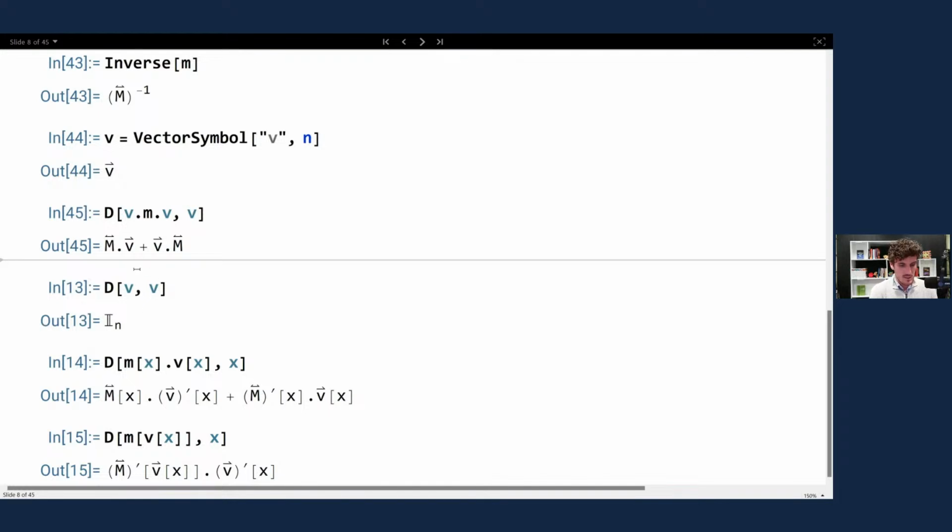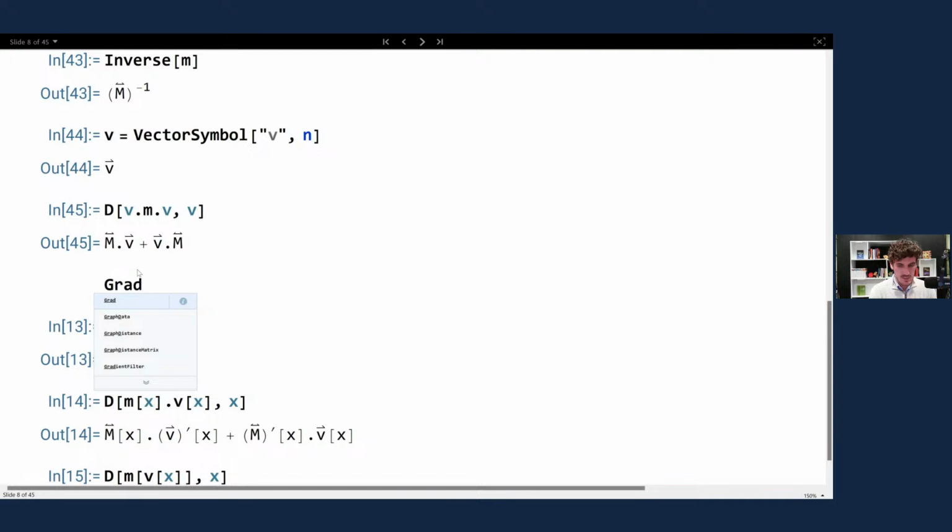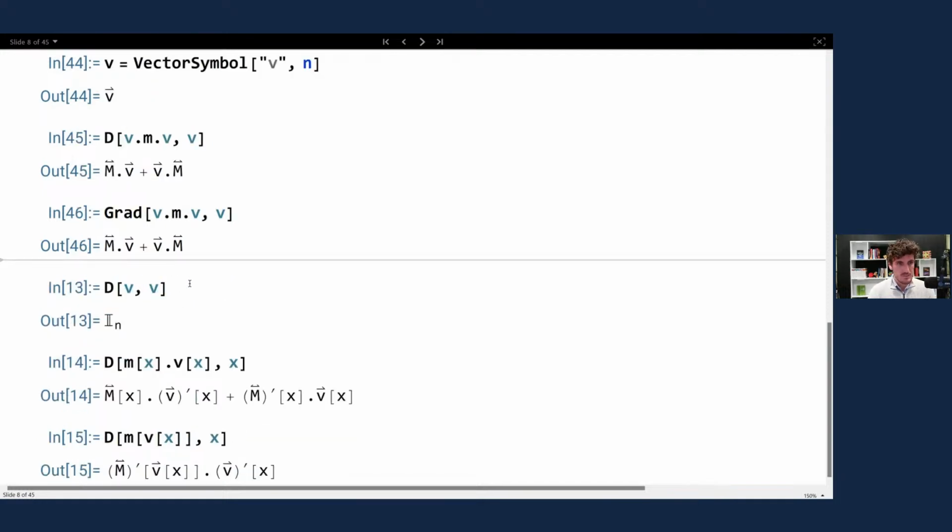This is actually known as the vector derivative, which gives the same as grad of V dot M dot V with respect to V. Okay. Also, I've shown some trivial things here, like differentiating V with respect to V. You get a symbolic identity matrix. If you hover over this, it's a symbolic identity array. Okay, and then what else did I want to show?